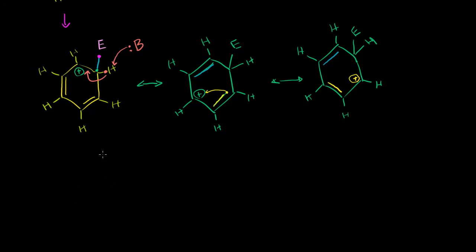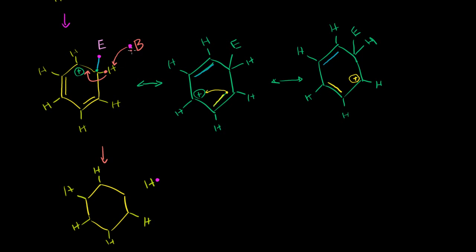Let me draw it in yellow. We have our 6-carbon ring, and let me draw all the hydrogens on that ring. Now I have to be careful. This hydrogen right there, just the nucleus of it, got nabbed by this base. So that hydrogen has now been nabbed by the base. If you view it, this electron right here has now been given to this hydrogen.